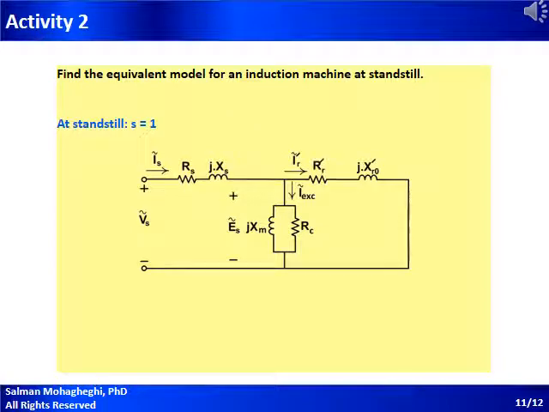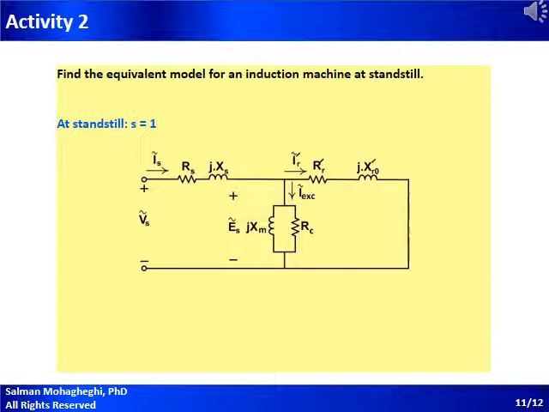If we follow the same logic, at standstill, the slip is going to be 1. Now I'm going to take the resistance RR prime divided by S, and we'll break it into two parts, RR prime and RR prime 1 minus S divided by S. If S is 1, RR prime 1 minus S divided by S will be 0.